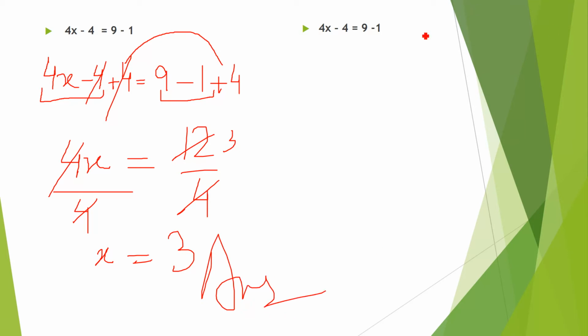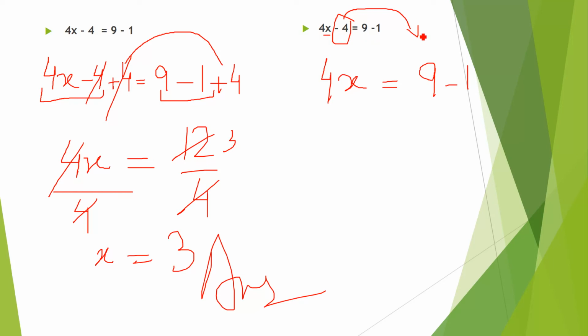Same question we will do with the direct method, or another method. So what you have to do, write down the variable and integer on the left hand side, this one, equal to 9 minus 1. Whatever you have on the right hand side, just write down as it is. What is remaining here? -4. So you have to take this -4 to the right hand side of the equation, and when it goes to the other side of the equation, see, this is the equation.